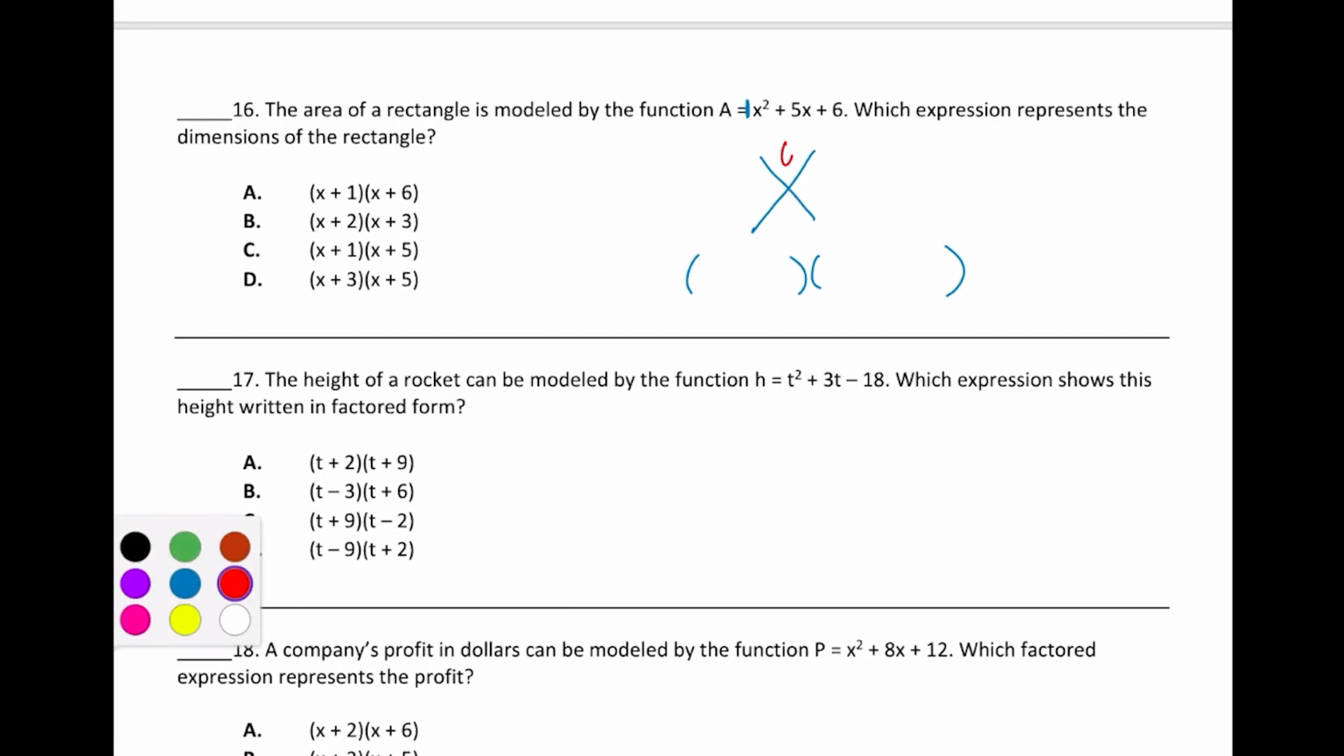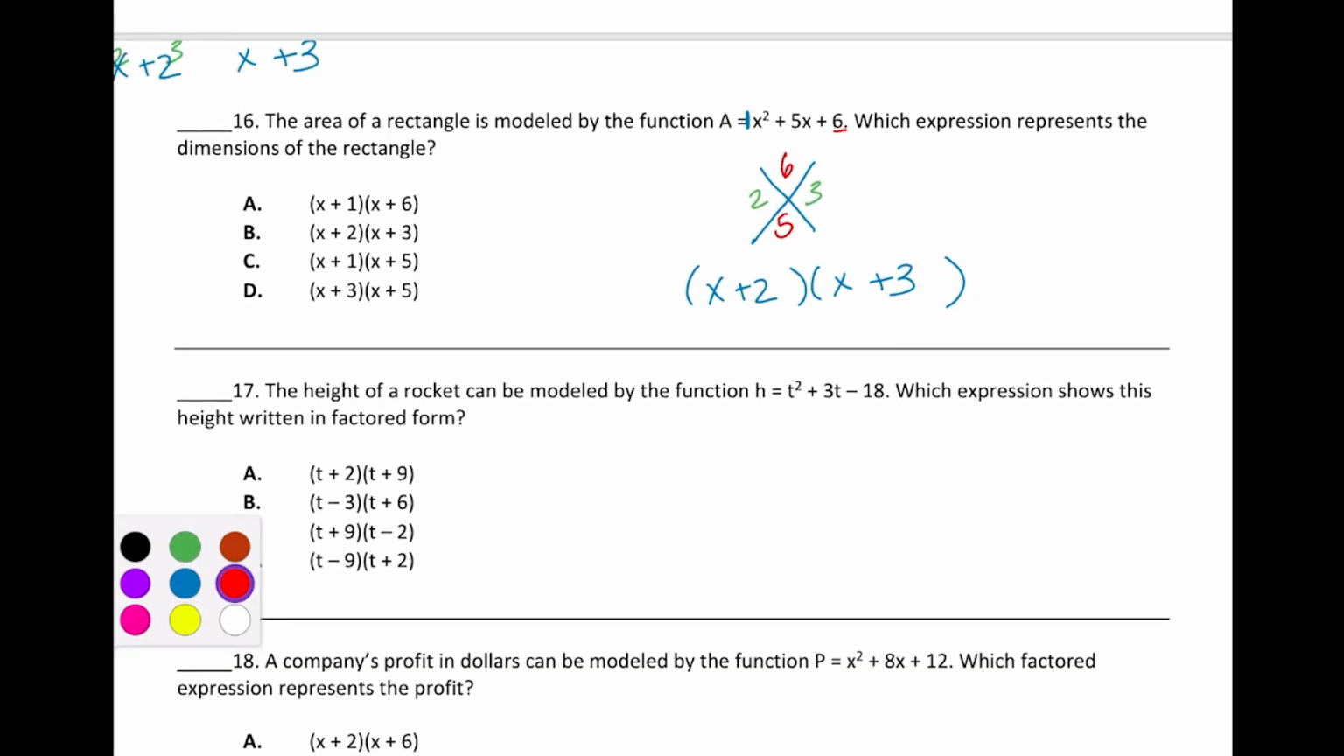So we need two numbers that multiply to give me 6 and add up to 5. Those two numbers are going to be 2 and 3, very similar to the last one we just did. So that means our two factors are x plus 2 and x plus 3. Our answer is B.